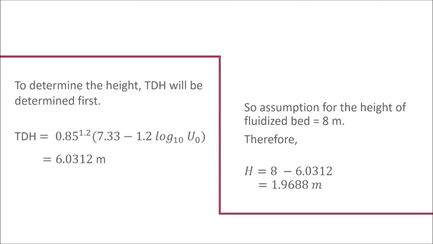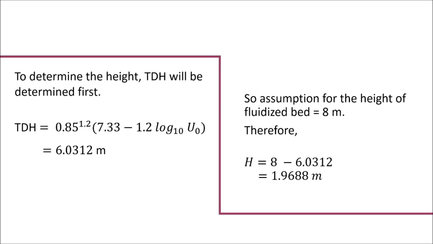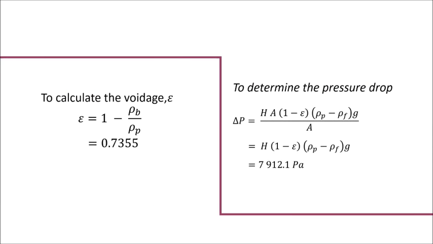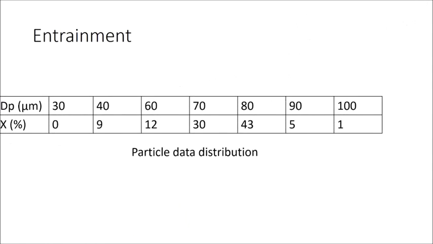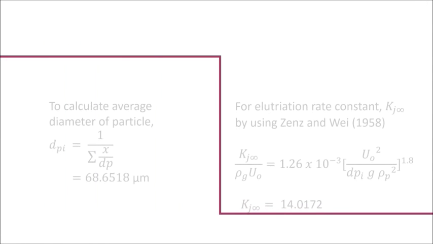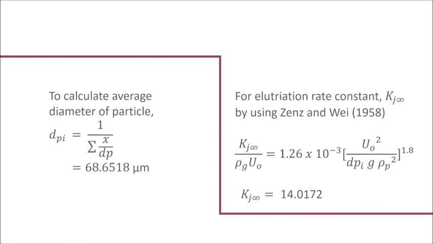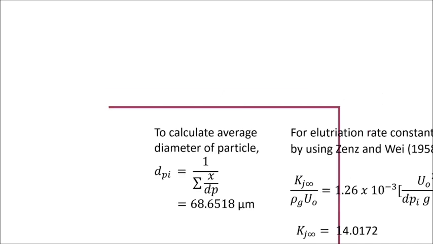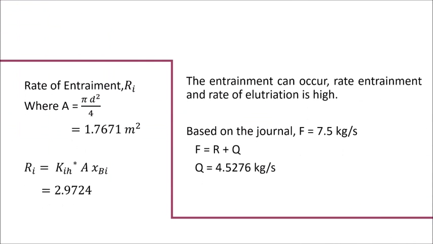TDH value is required in order to assume the height of the fluidized bed. Voidage is required in order to determine the pressure drop of the fluidized bed. Based on the data distributions, the average diameter of the particles will be calculated, and by using Zenz and Weil equations, the elutriation rate constant will be determined. The last step is the rate of entrainment will be calculated, so we can get the value of Q.